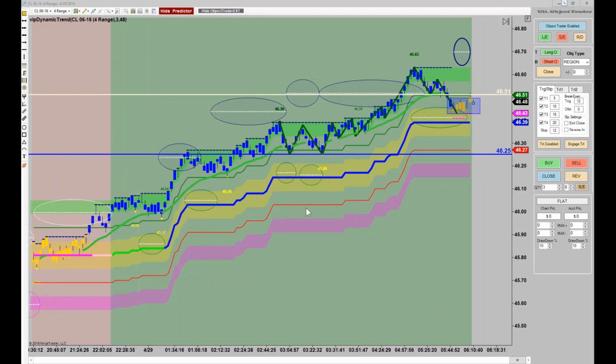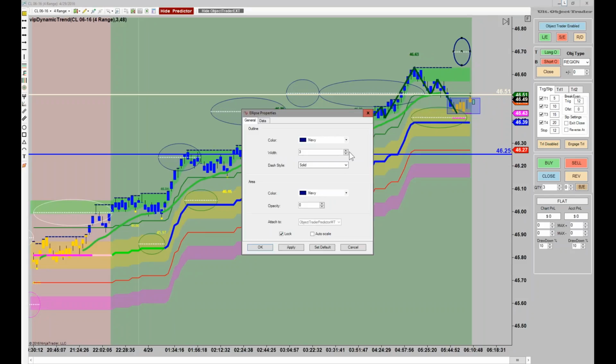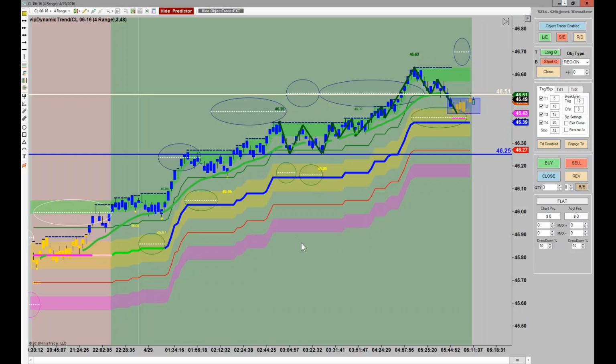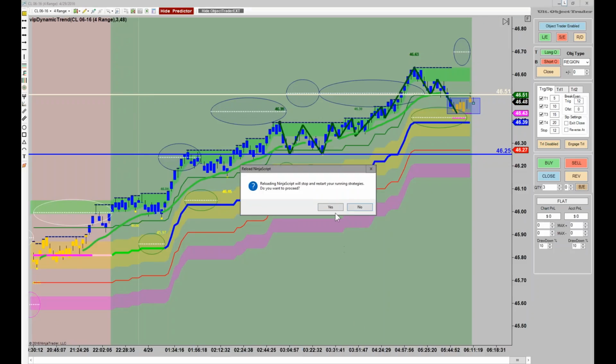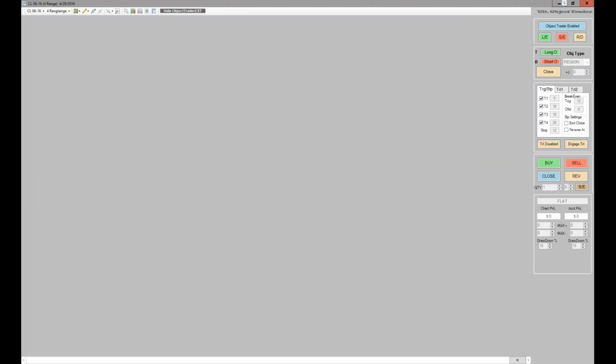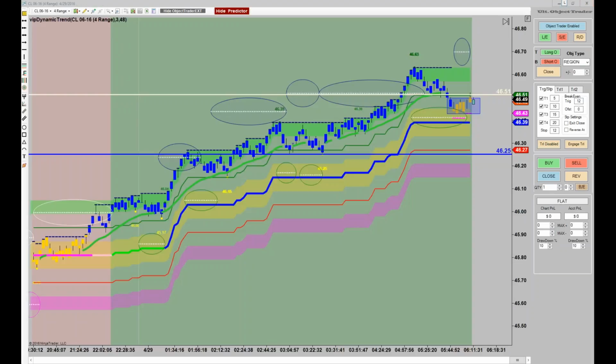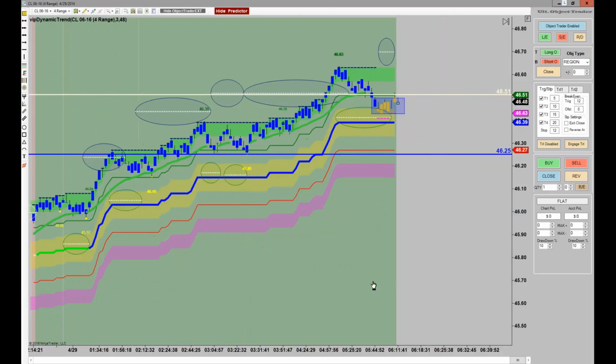Now I've got my ellipses doing wrong. I'll go ahead and fix this real quick. I did that on that other chart on purpose, and then we'll go ahead and reload the script so that it won't do those really heavy ellipses. I don't like those. Okay, does everybody see what I'm talking about on here?